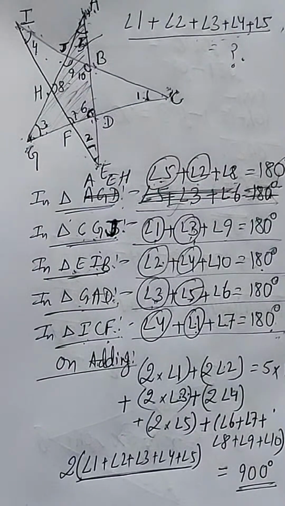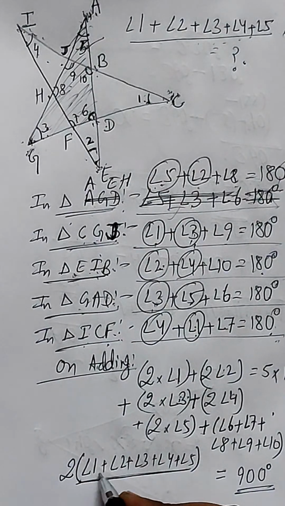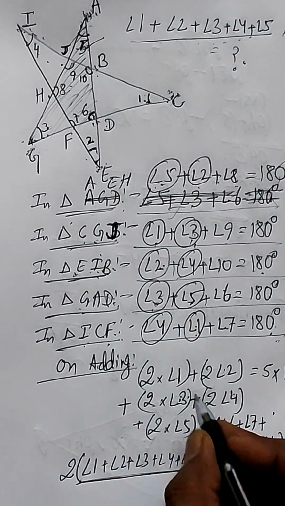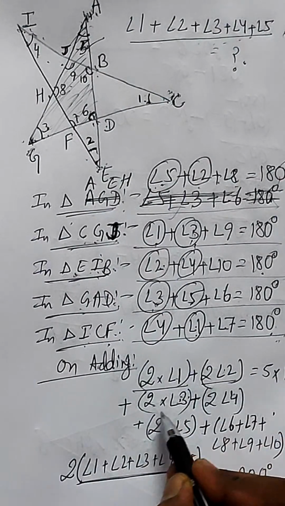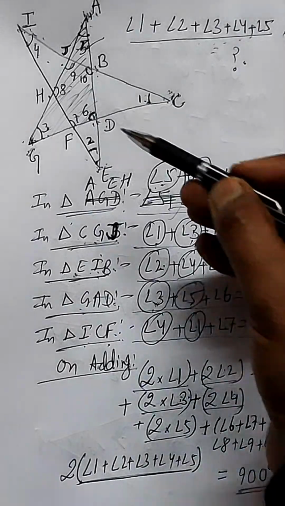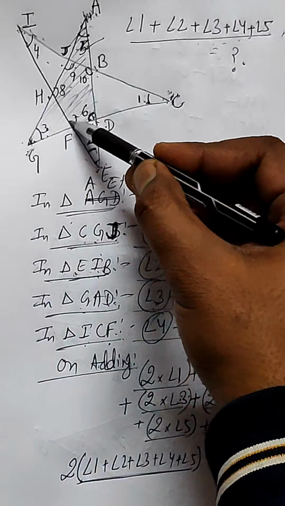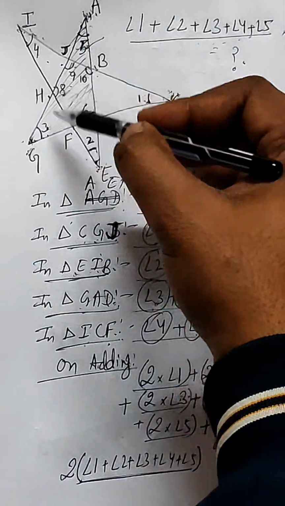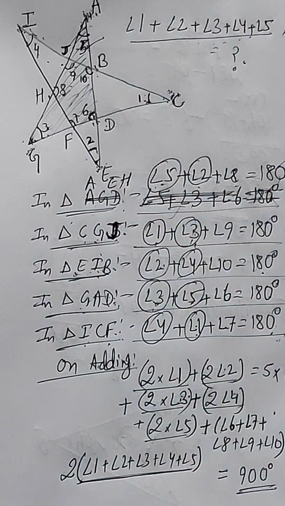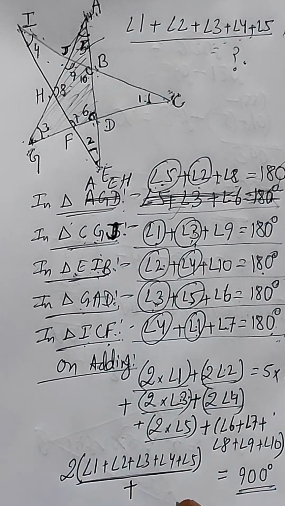Perfect. Right. Now, here on the LHS, 2 times angle 1, 2, 3, 4, 5. Now this is covered, this is covered, this is covered, this is covered, this is covered. And plus 6, 7, 8, 9, 10. Do you see what 6, 7, 8, 9, 10 are? They are all interior angles of a pentagon, isn't it? And you know what the sum of all the interior angles of a pentagon is?